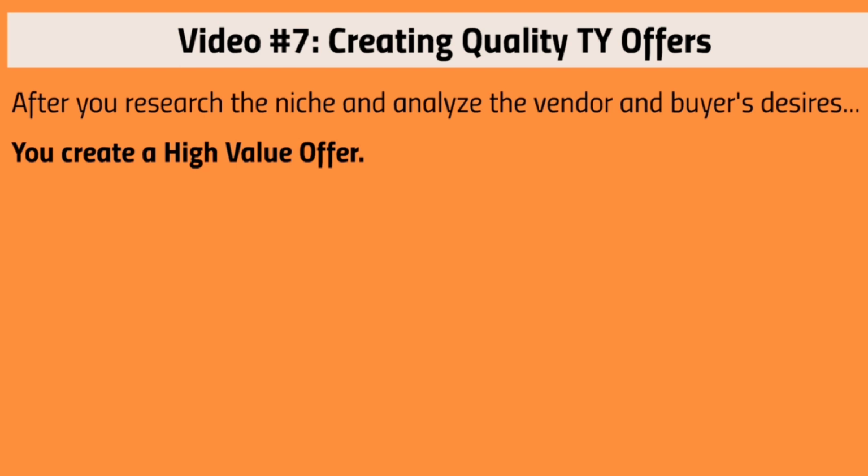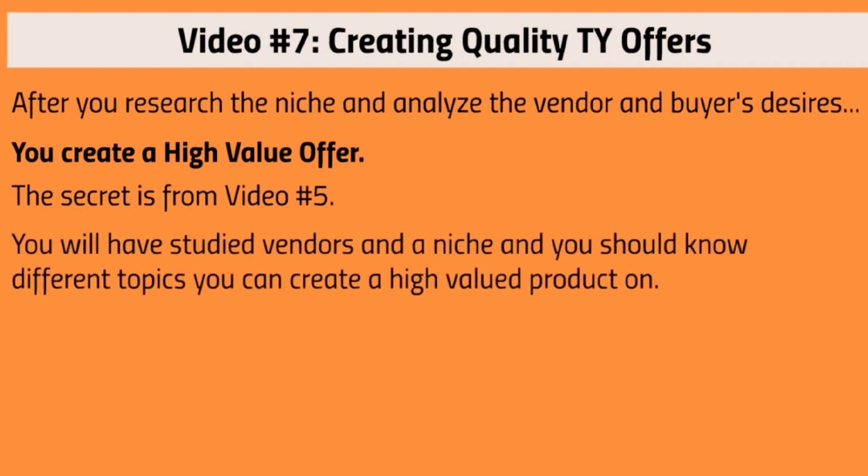Either way, I'm going to show you different routes that you can take. The secret is from video number 5, where we talked briefly about finding vendors to piggyback on. In doing so, we were able to study the vendors and a niche, and you should know different topics that you can create a high value product on. Remember, it's not about creating something that the vendor has already created. It's about creating something of high value that is not in direct competition, but is related in some fashion, so that the vendor will actually say yes.